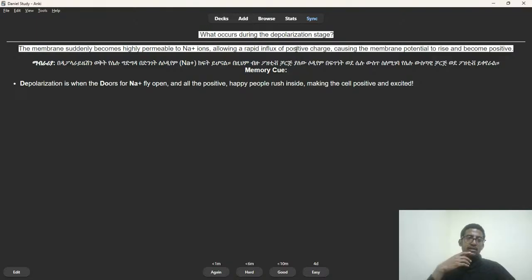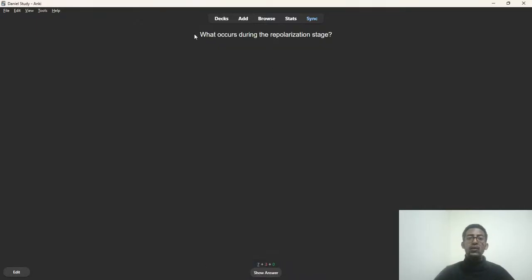Another way to see depolarization is when the doors of sodium fly open and all the positive happy people rush inside, making the cell positive and excited.